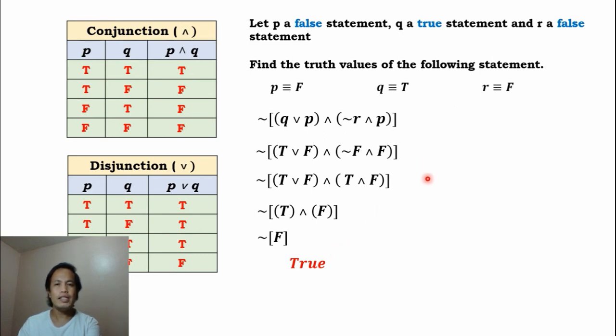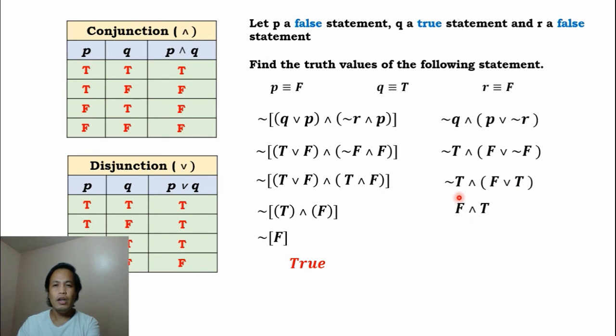Now let's proceed to our last example. Given not Q and P or not R. So substitute the different truth values of the variable. So we have our Q is true, our P is false, our R is false. Then we copy the not true, or we can write directly the negation of true, which is false. This time we copy the and, we copy the false, we copy the or, and the negation of false is of course true.